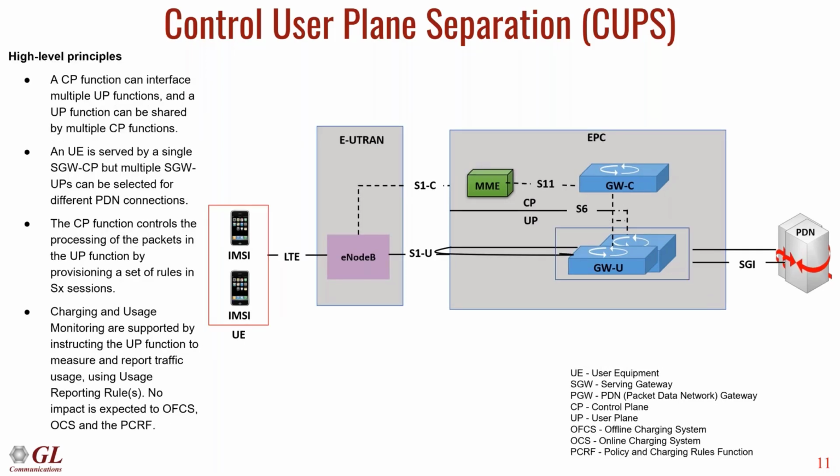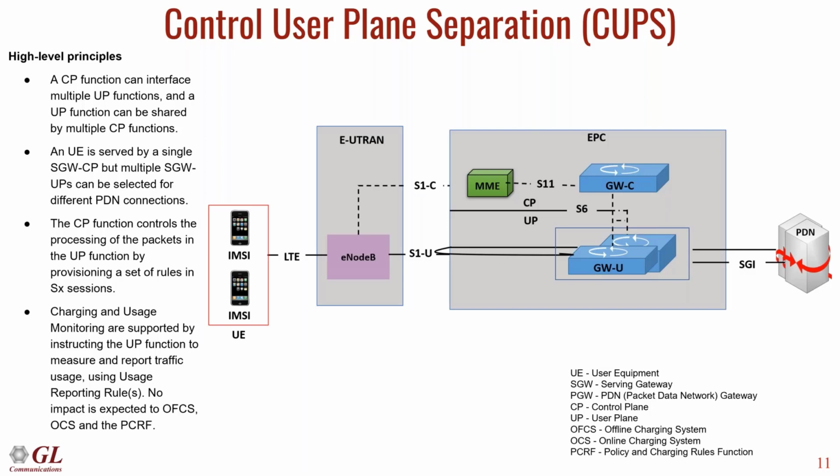Keep going. So there are basic principles where the control plane functions can interface with multiple user plane functions. This can be based on a particular requirement. Each user plane function can have different services or different advantages. So the control plane has the ability to choose the user plane. Usually one UE will be served by only one control plane, but many user planes can be used based on the PDN connections.